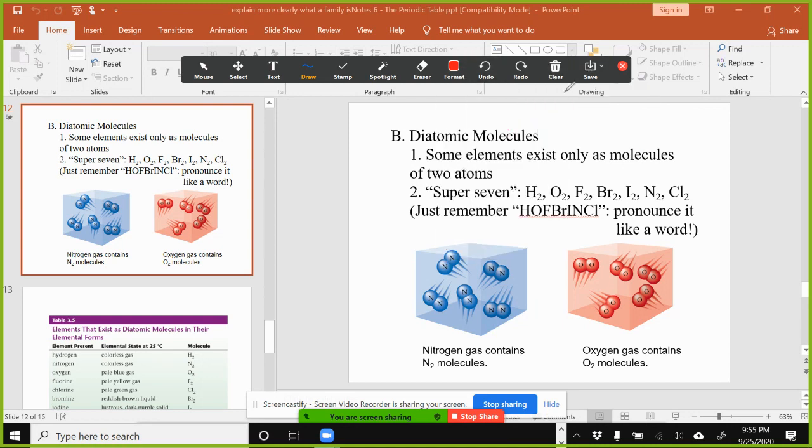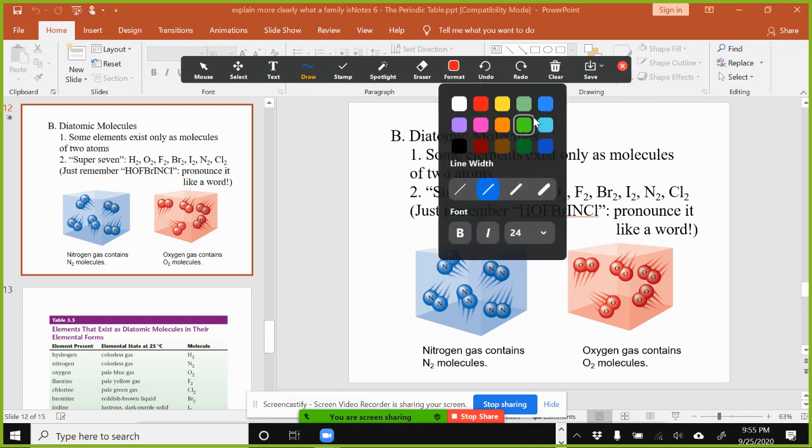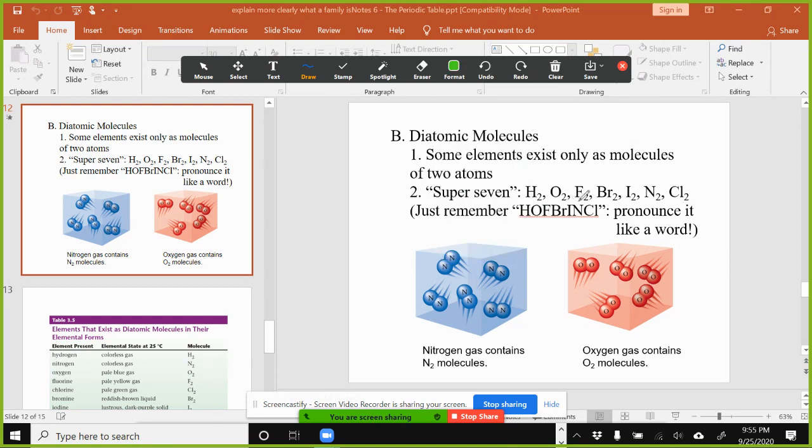All right, now, having mentioned that, it's important to actually remember that, because there are a lot of things involving chemical reactions that we get to later in the course where you need to know that the formula of hydrogen is H2 or the formula of oxygen is O2, etc. So in order to make that easier, if you put all these together, it turns into something like this. And what is that? It's called, if you can pronounce it like a word, Hofbrinkel.